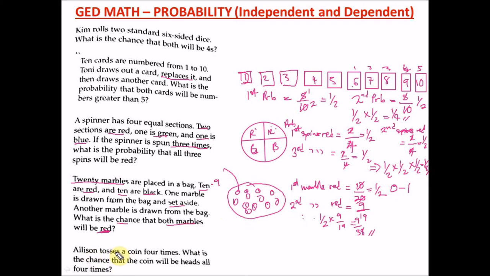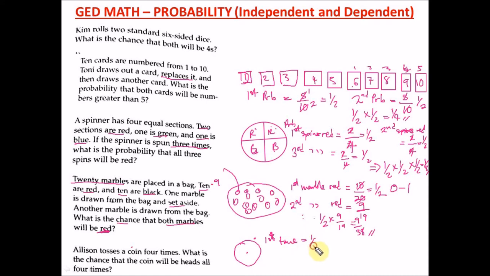So now this question says, Allison tosses a coin, now one coin, 4 times. What is the chance that the coin will land heads all four times? All right, a coin, remember we did a coin earlier, only has two sides, so the total possible outcome a coin can ever have is always two. So she tosses it four times. What is the chance that the coin will land heads all four times? So this is an independent event. So for the first time, the probability that it will be heads is what?